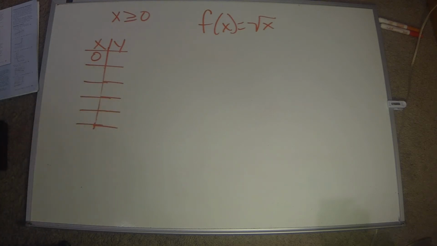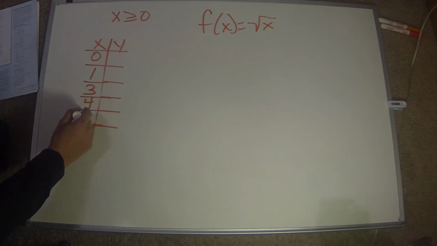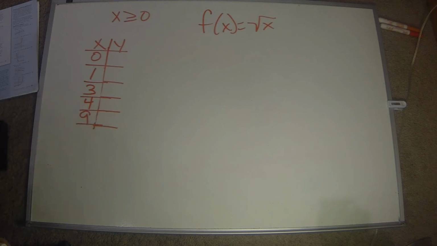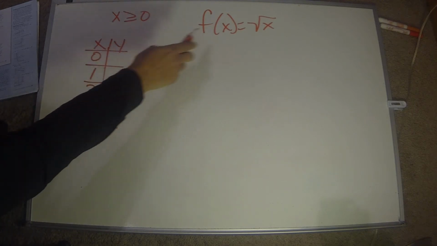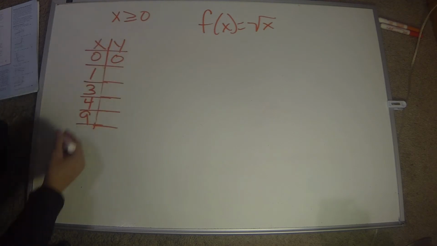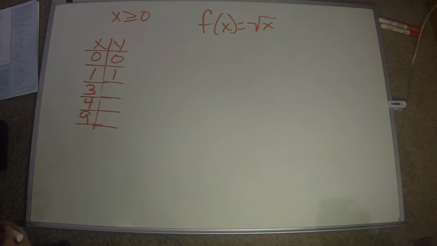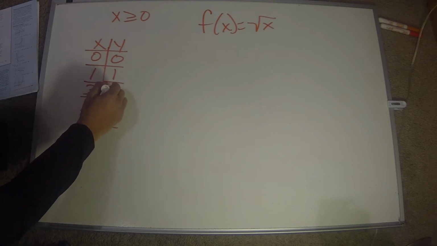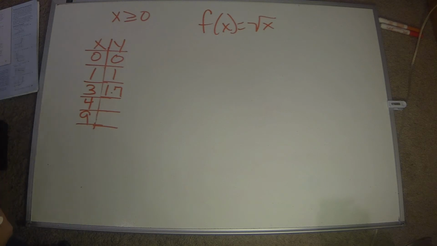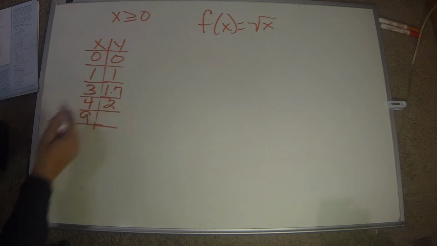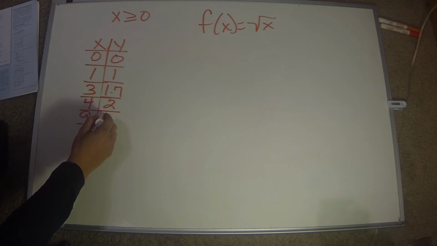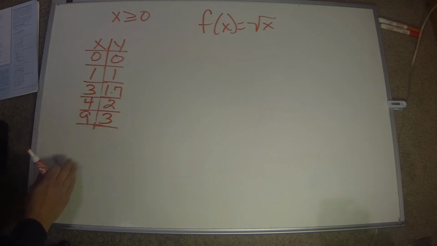We can also pick random other numbers like 1, 3, 4, and 9 if we wanted to do those. So here the square root of 0 is going to be 0. The square root of 1, if we plugged 1 in there, is going to be 1. The square root of 3 is about 1.7. The square root of 4 is 2. And the square root of 9 is 3.